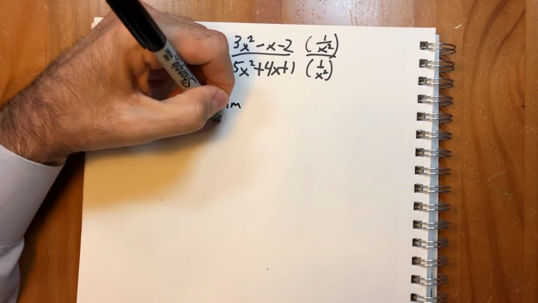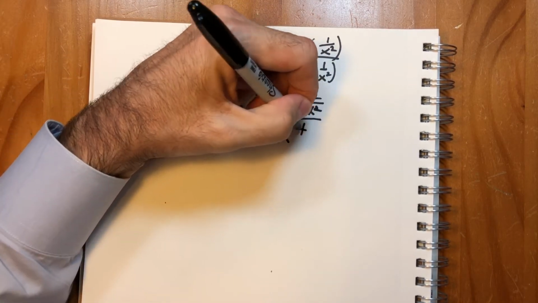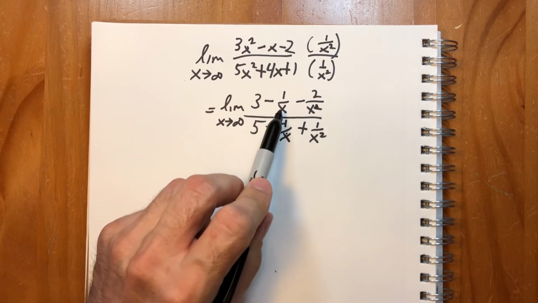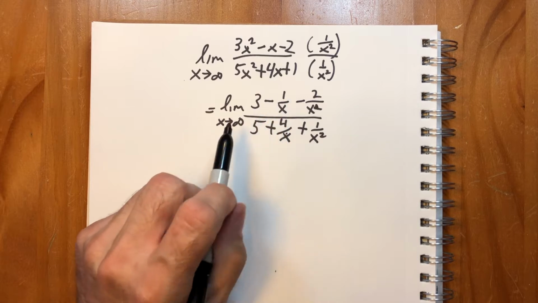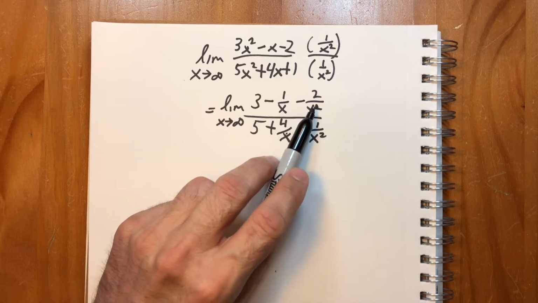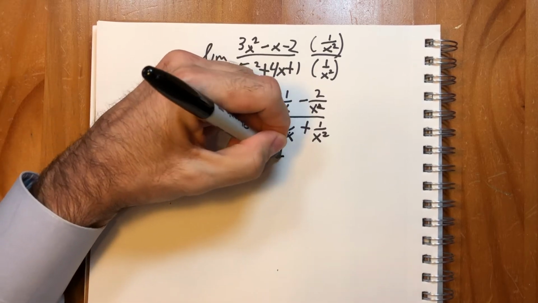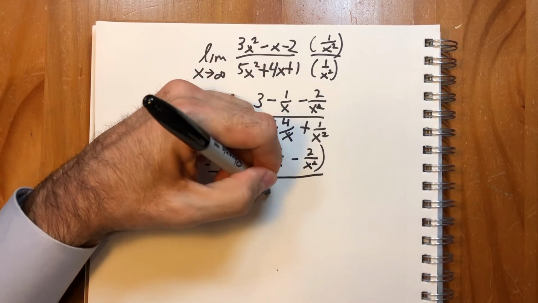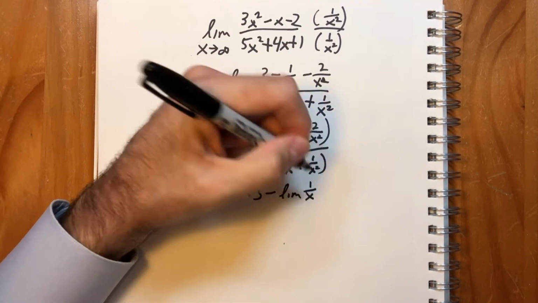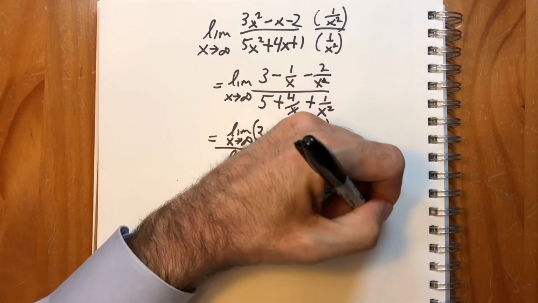So if we divide through, we end up with 3 minus 1 over x minus 2 over x squared over 5 plus 4 over x plus 1 over x squared. Now we can apply the quotient rule here because the limit of 1 over x as x approaches infinity is going to be 0, and same with 1 over x squared. So now we can use our limit laws. Let's do the quotient rule first. So we have the limit of the numerator over the limit of the denominator. That's the quotient rule. We're always talking about x approaches infinity. If we apply the addition rule, the subtraction rule, and the constant multiplier rule, we end up with this.